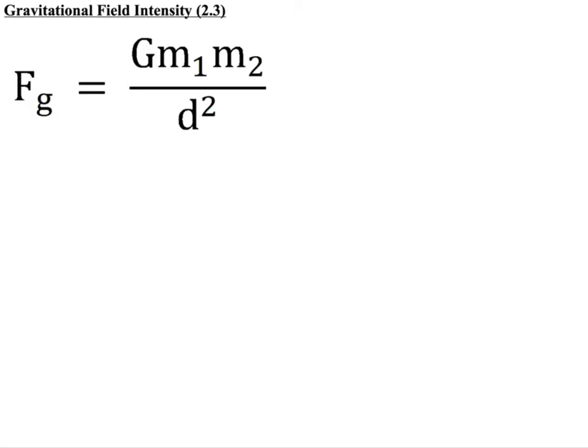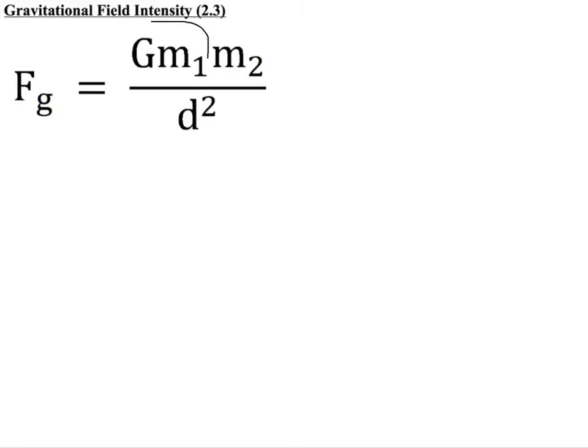We're talking about gravitational field intensity. Gravitational field intensity, if you remember from yesterday, or the last lesson, we talked about Newton's universal law of gravitation. And we said it was this: Fg equals G m1 m2 over d squared.